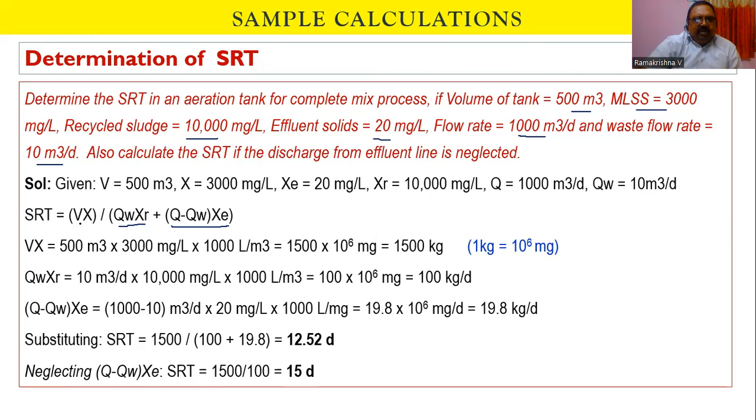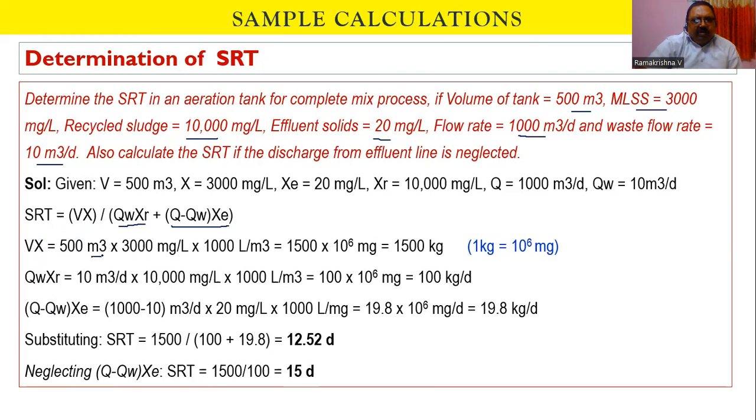V is the volume of the tank and X is the MLSS. So now we'll calculate these values. For simplicity, we'll take Vx, QWXR and other terms separately and substitute them to calculate the SRT. Vx is equal to 500 meter cube times 3000 milligrams per liter.